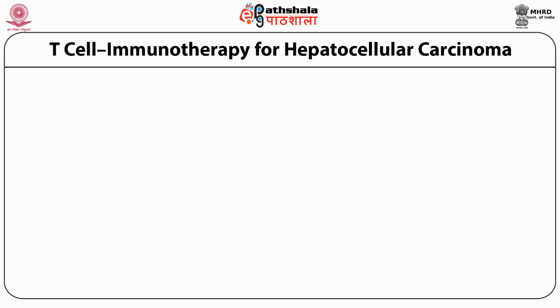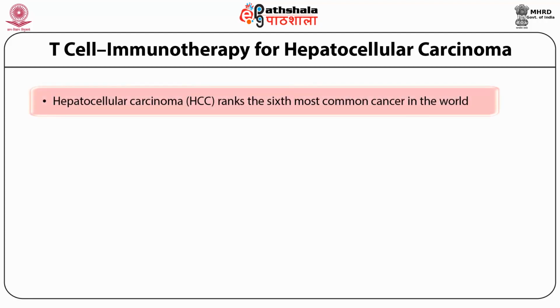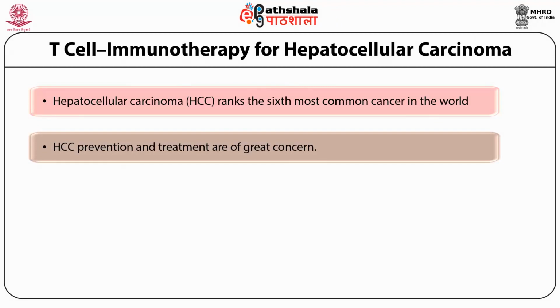the cancer, especially liver cancer, which is called hepatocellular carcinoma, and is important. As you know, liver cancer or hepatocellular carcinoma ranks as the 6th most common cancer in the world. HCC can be prevented and treated, and it is a great concern how to treat specifically only the HCC, not the normal cells of the body.